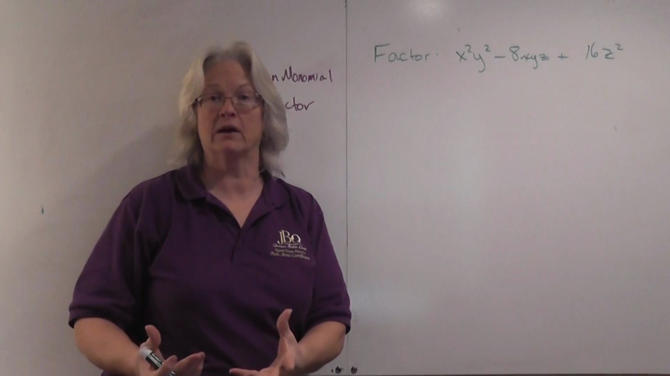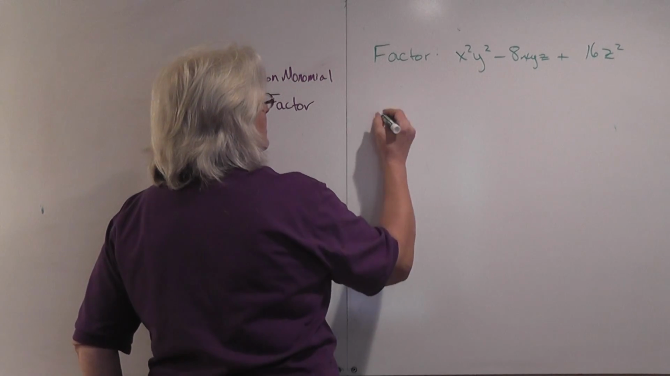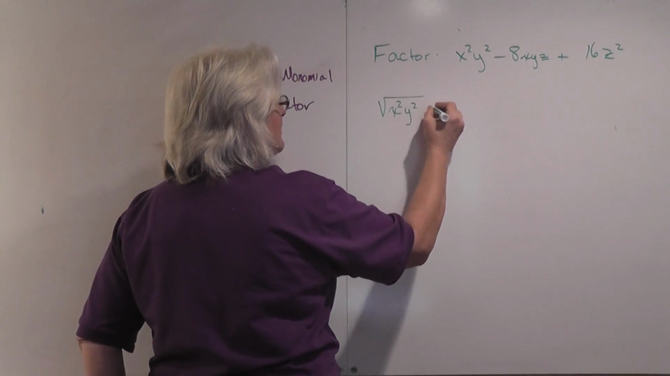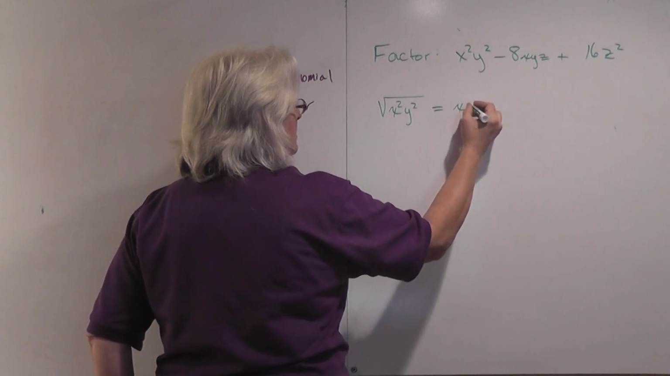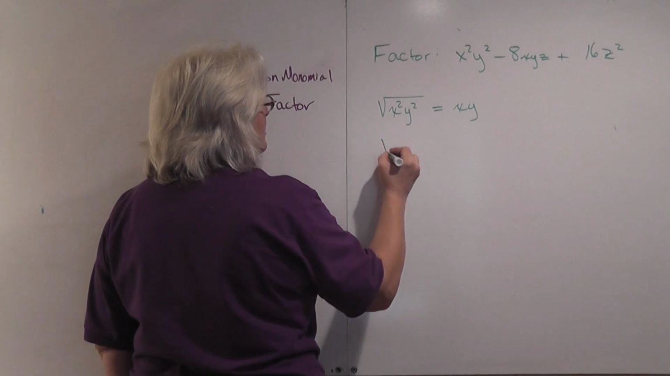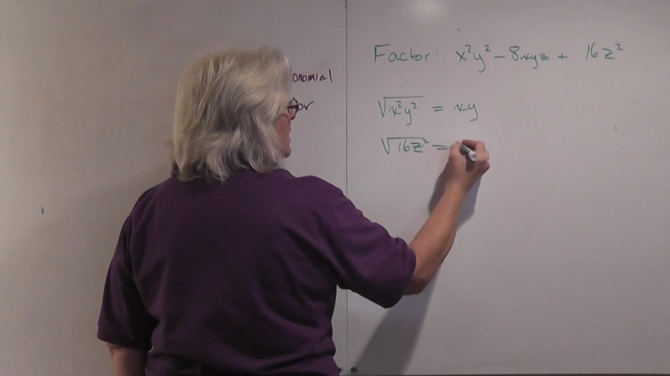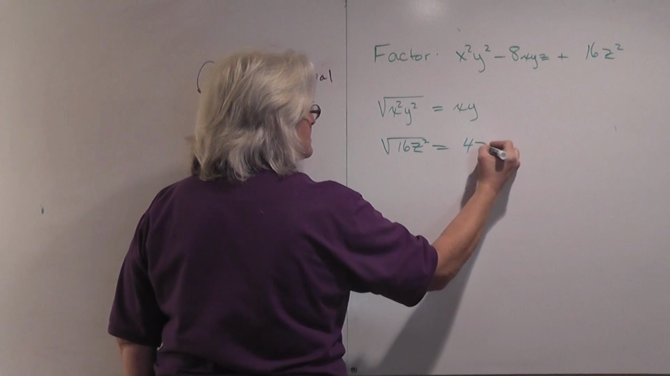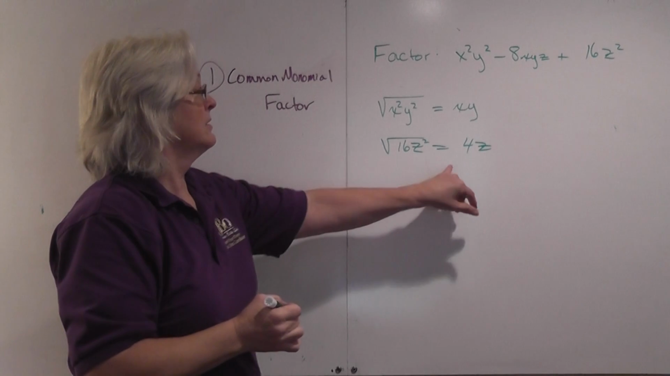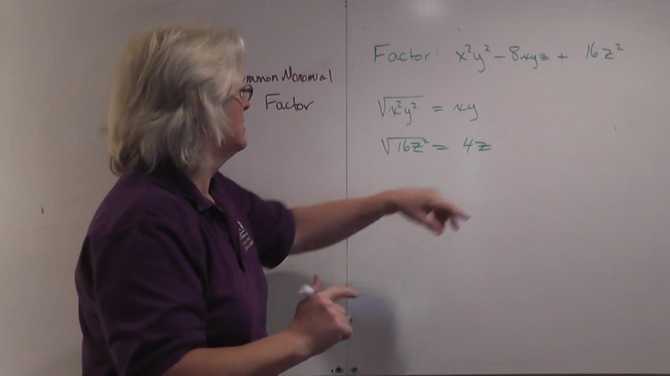And if so, how do we factor? How do I identify if this is a perfect square trinomial? The first term has to be a perfect square. The square root of x squared y squared is equal to xy. The third term has to be a perfect square as well. And the square root of 16z squared is 4z. Now what's the third condition that we have?